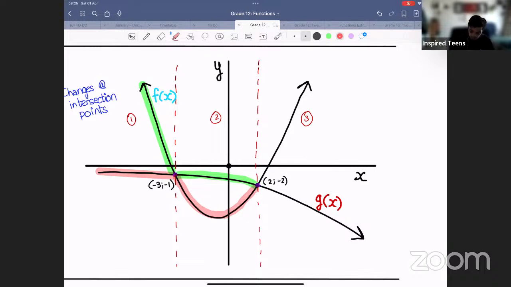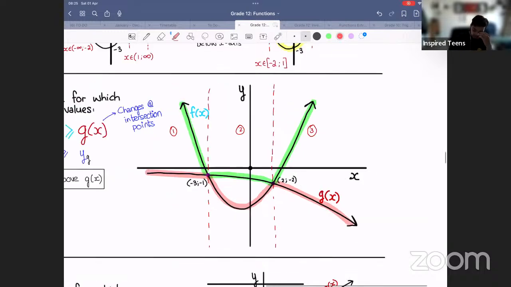And then what about in interval number 3? Which one is above? F of x, right? Very good. So f of x is above. So you see, when you break it down, when this question wants me to find out when f of x is greater than g of x, you draw your dotted lines in pencil, neatly, you separate into 3 segments, and then you say, in each segment, which one is above each time.